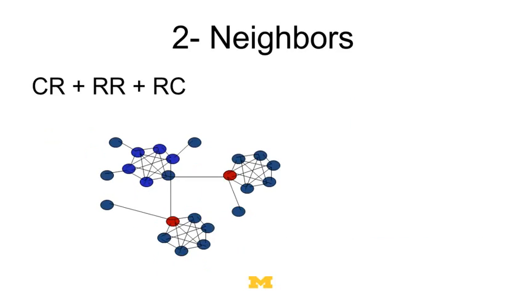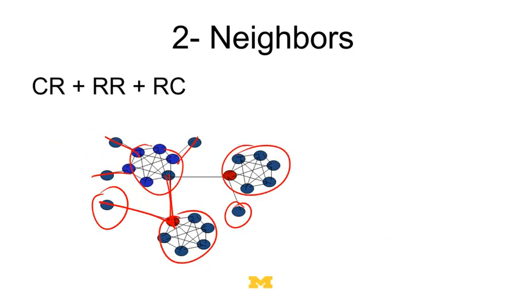Now who are the 2 neighbors? Well, their 2 neighbors are their clique friends' clique friends, random friends, that's these people, their random friends' clique friends, which are these 2 people, and then finally their random friends' random friends, which are these people.